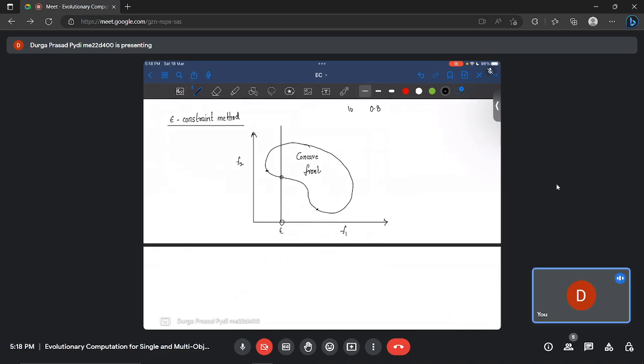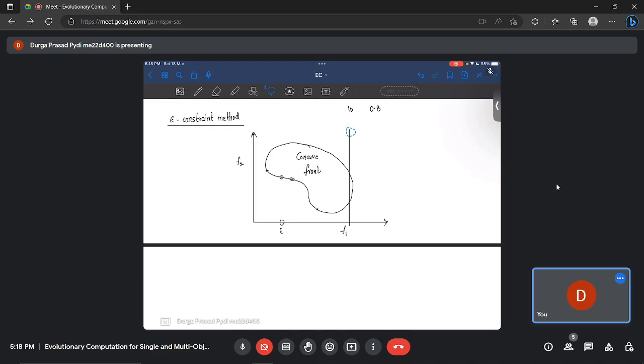Now what I will do, I will change the value of epsilon again. So when I change the value of epsilon, the new minimum will be somewhere over here. And I'll keep on doing this, I will vary epsilon continuously till the other end of the objective function to get all these minimal points. And once I combine all these minimal points, the entire solution will give me the Pareto front. This is the idea in the epsilon constraint method.